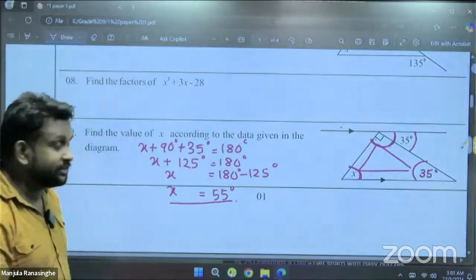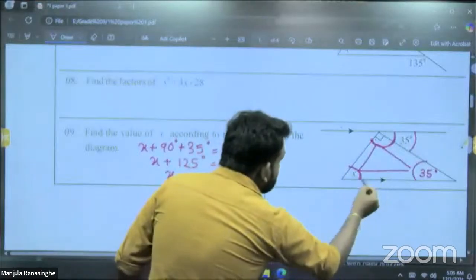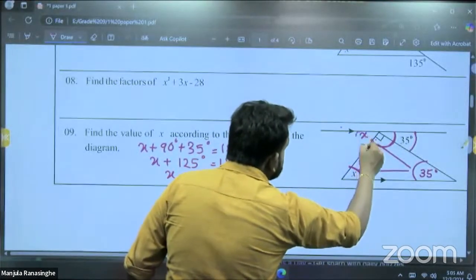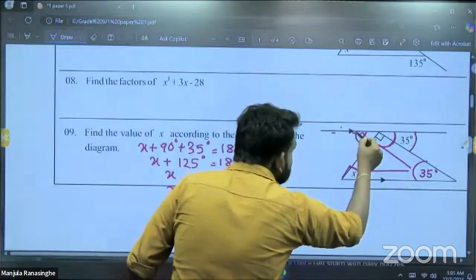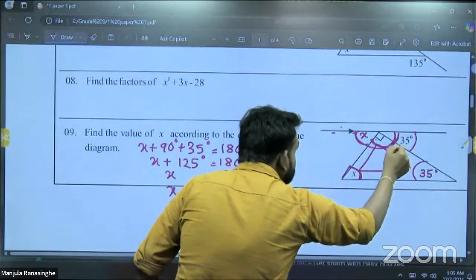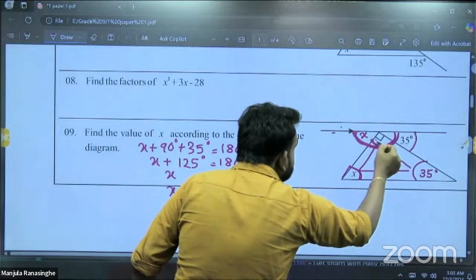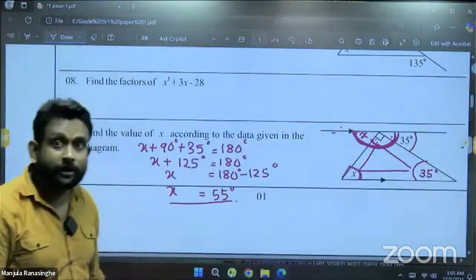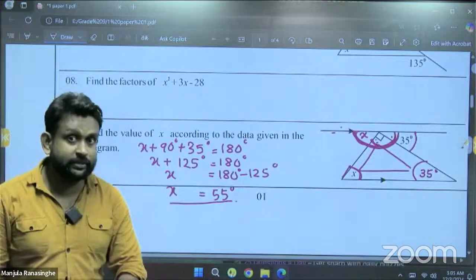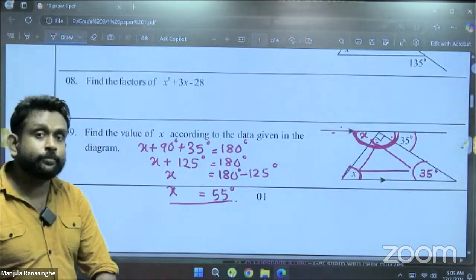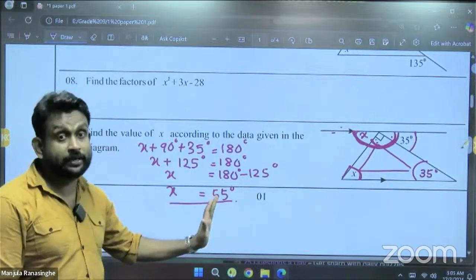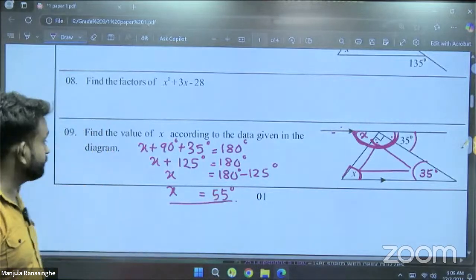There is another method. If this is x, by alternate angles this is also x, in this way a Z shape. Then the angles on this straight line, the sum of these three, also equal 180. They are the angles on a straight line. So then also you can find the x value. However you approach, whatever method, the final answer would be x equals 55.